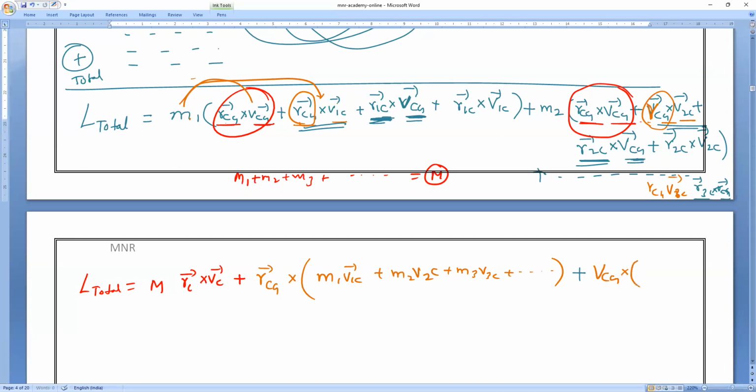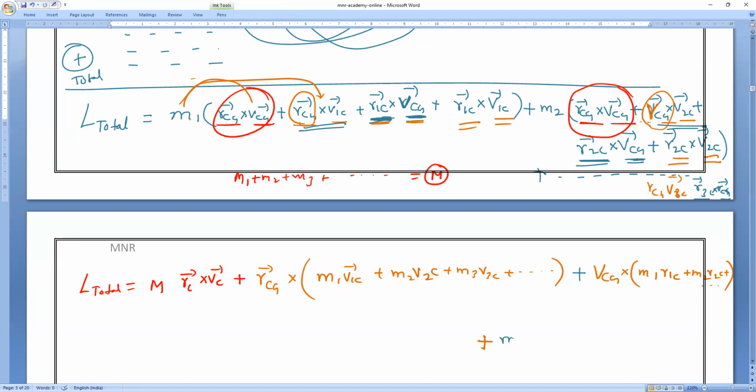What is remaining? M1 into R1C. Any problem for anybody? Clear? Next, what else remaining? M1 into R1C plus next one, M2 into R2C, plus so on. Next, last term: R1C into V1C, R2C into V2C, next R3C into V3C. Is there any common term? No, there is no common term.